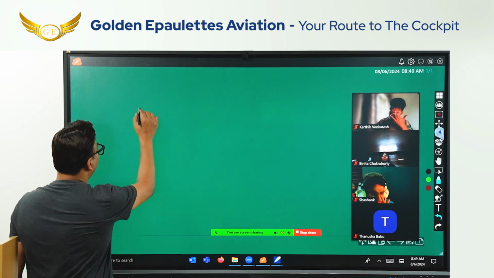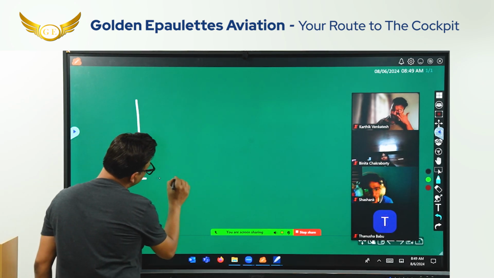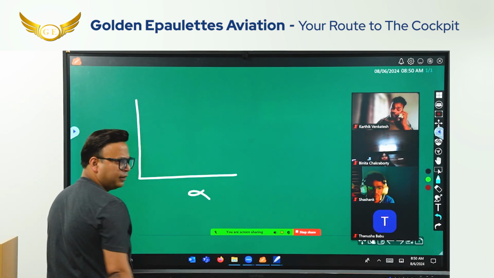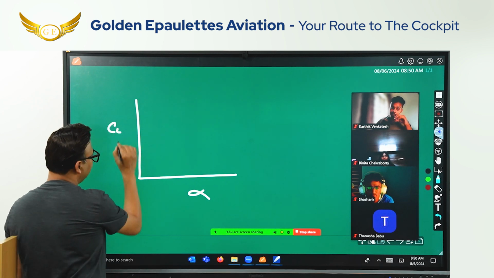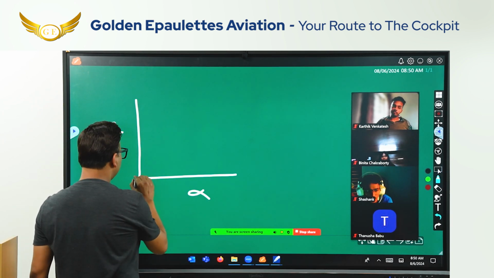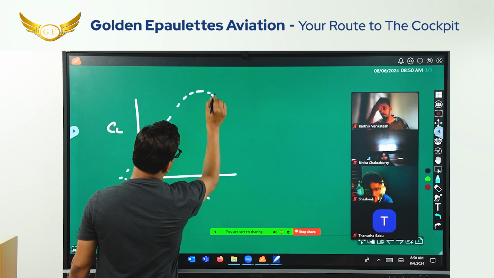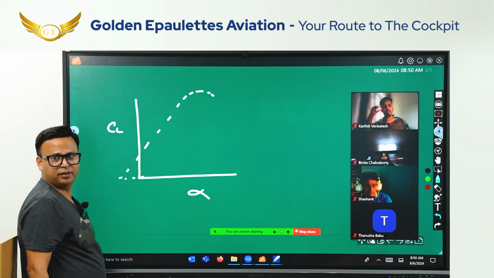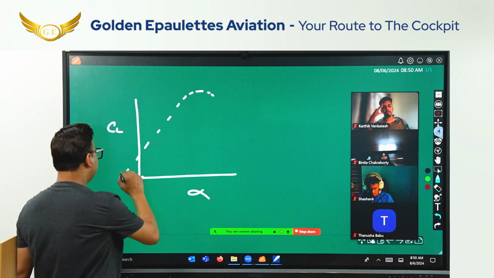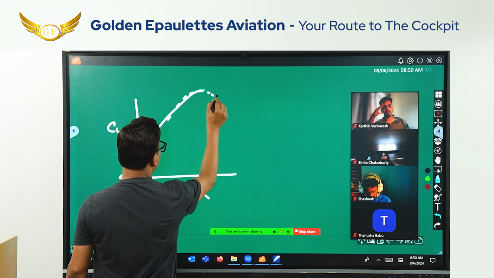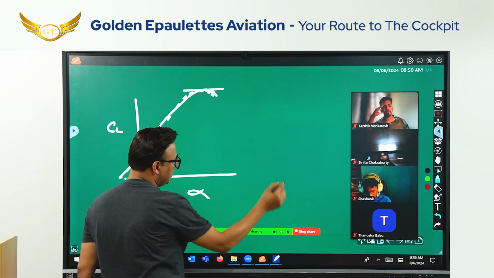If you remember, we discussed this. This is angle of attack. This was CL. And this was your CLmax without flaps, है ना? ऐसे ही कुछ बनाया था हमने CLmax. ये आ रहा था CLmax.